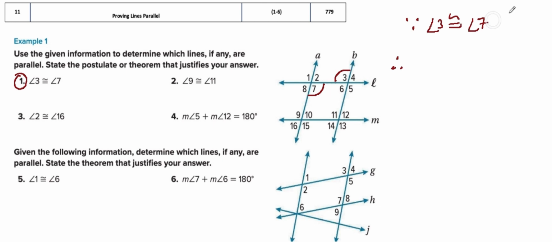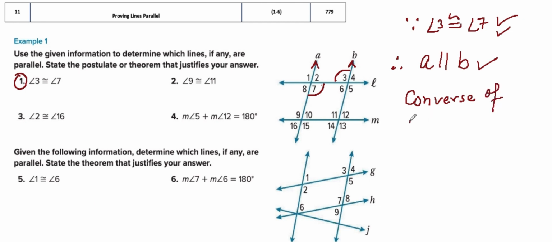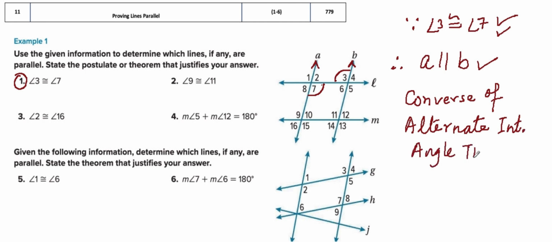So when angles are equal, lines are parallel. But which line? 3 and 7. So 3 is here and 7 is here. So line A is parallel to B. Reason? What is the reason? When the angles are equal, lines are parallel. Converse of the alternate interior angles theorem. You need to give the reason. Converse of the alternate interior angles theorem. Just you have to write the word converse.